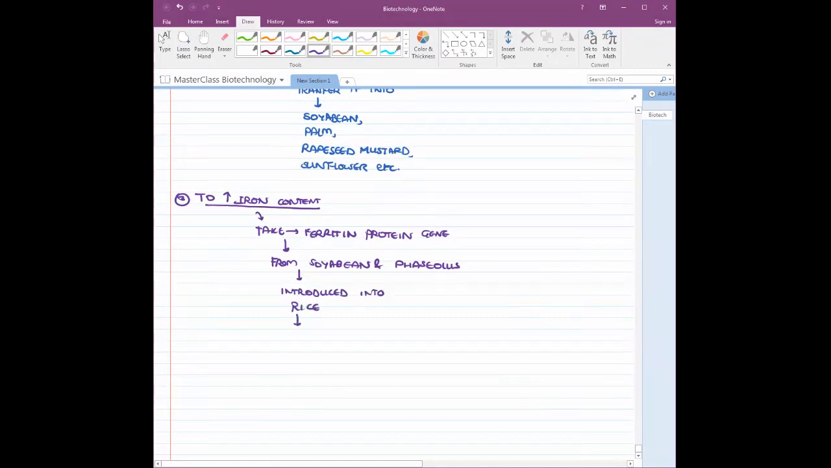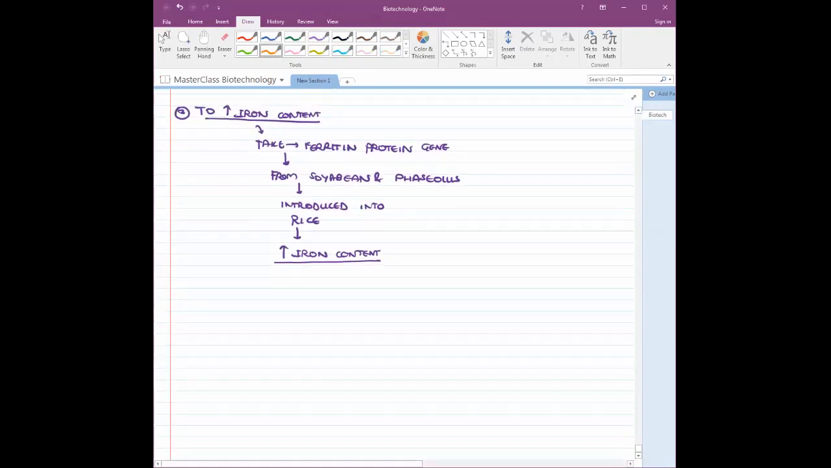The moment you have introduced it into the rice, what are you going to see? This rice is now going to show increased iron content. And whenever you consume this rice, that iron is going to be transferred into your body. So this is the next thing.